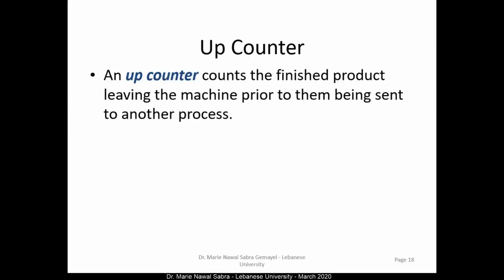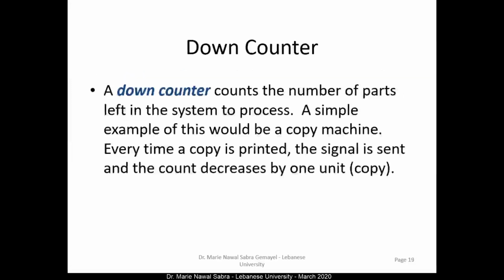The up counter counts upwards from 0. The application is that it counts finished products. And then when I have, let's say, 6 bottles, I want to wrap them together, so I can send the signal to wrap them together. The down counter, on the opposite side, counts, let's say, pieces in stock and the fact that they are decreasing.